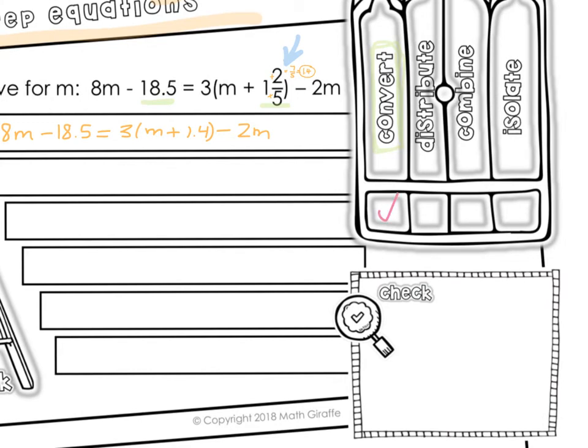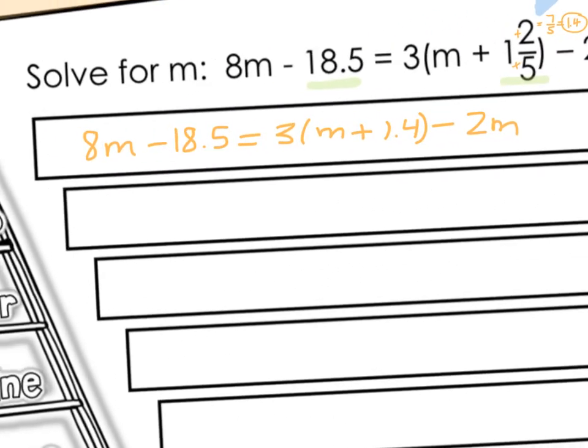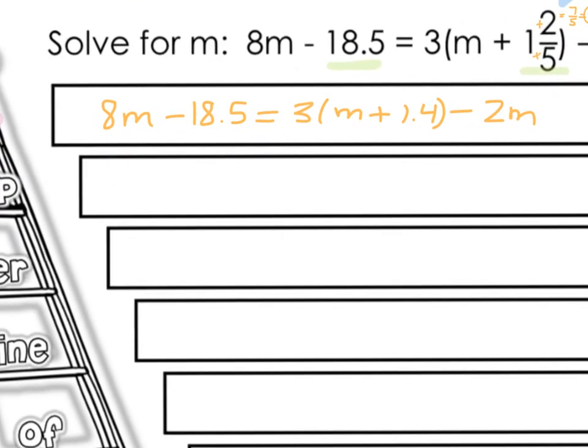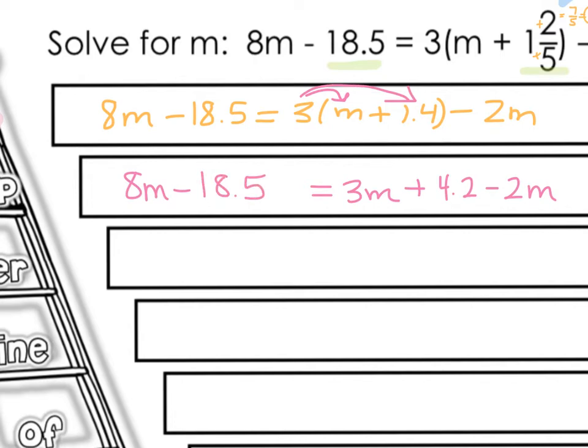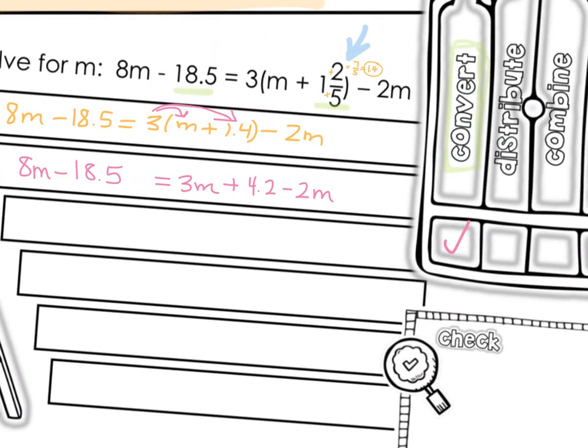Next is to distribute. Let's use the distributive property to get rid of parentheses. So now I'm going to distribute 3 times m and 3 times 1.4. So 3 times m is 3m, and 3 times 1.4 is 4.2. Then I bring everything else down, and I do this step by step. Distributing is done, so I can check that off.